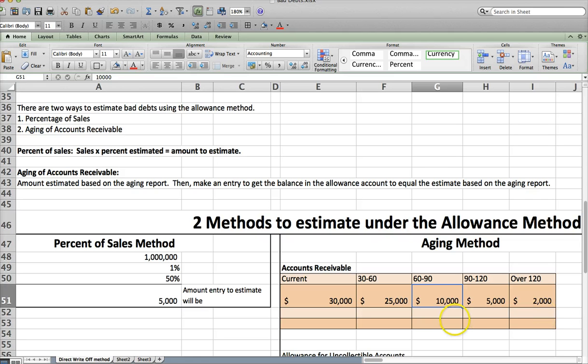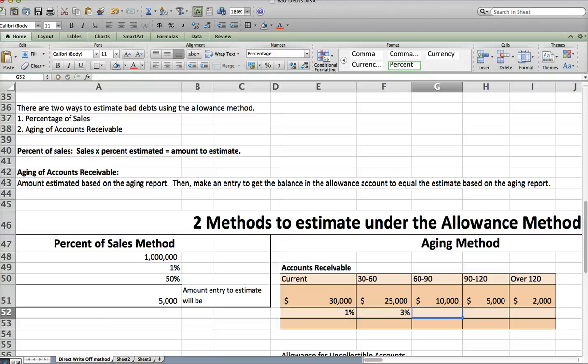So what the company is going to do is look at past history and see how much of these different categories usually became uncollectible. So of the current, it's usually going to be a smaller percent. Let's just say it's 0.01. Of the 30 to 60, let's say it's going to be 0.03. That's how much you will not be able to collect.